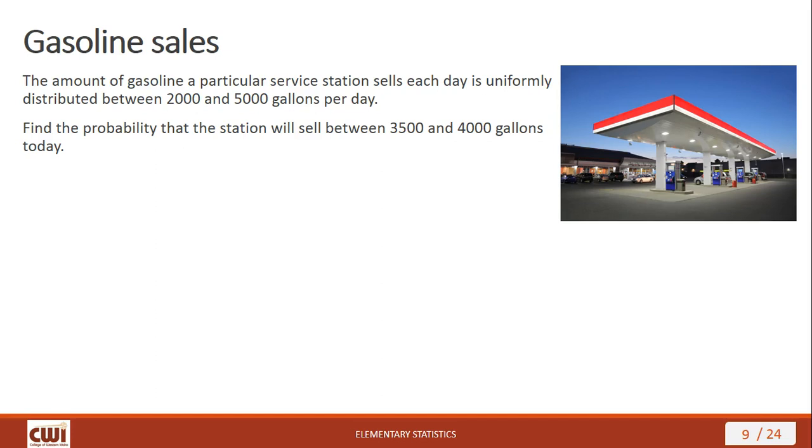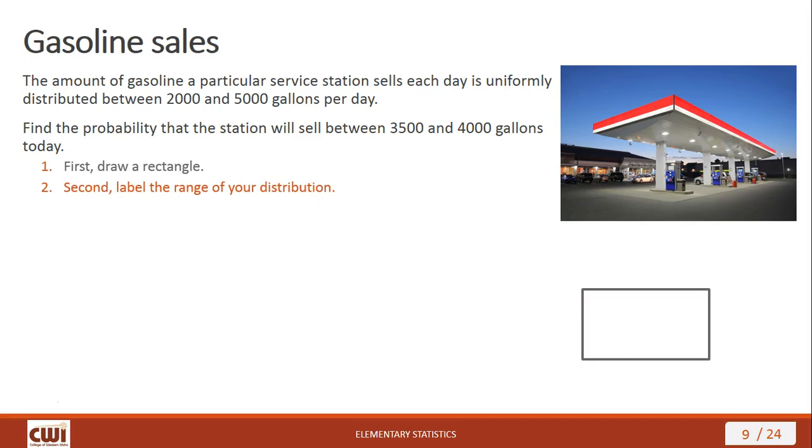So, this is a uniform distribution problem, so the first step is going to be what? Like we said, draw a rectangle. That's our first step. So go ahead and draw a rectangle. And now that we're drawing a rectangle, the next step is to, I hope you said, label the range of your distribution.